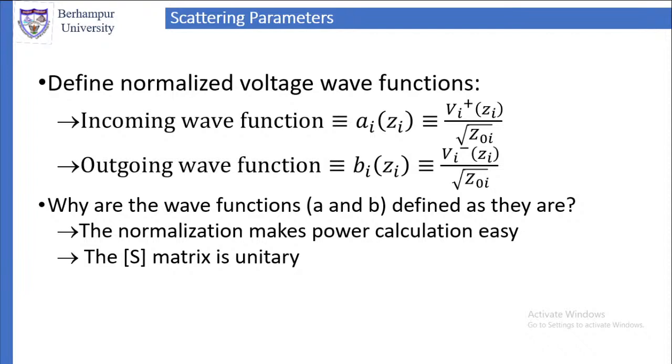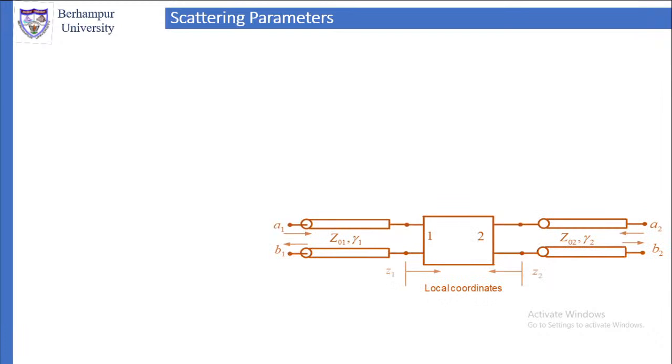Then, because of this normalization, you can get a unitary S matrix. Unitary means a matrix whose inverse equals the conjugate transpose of the matrix. So you take a matrix and take its conjugate transpose. If that is equal to the inverse of the matrix, then that matrix is called a unitary matrix.